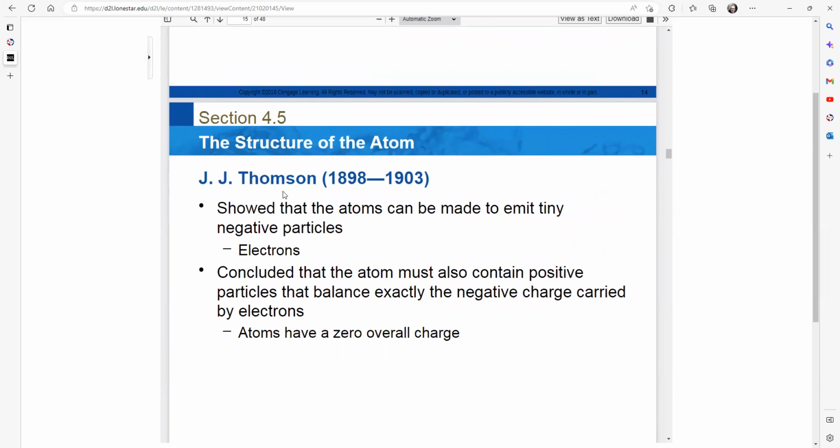Thomson showed that atoms can be made to emit tiny negative particles. He discovered the electrons. The negative particles in an atom are known as electrons. He also said that the atom has positive particles that balance exactly the negative charge carried by electrons, so that atoms have a 0 overall charge.